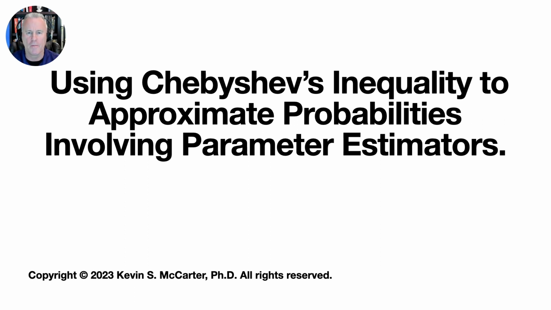In this lecture video, we look at how to use Chebyshev's inequality to approximate probabilities involving an estimator of a population parameter. This is important because inference procedures that we'll be discussing in the future will be based upon such probability statements. The precision with which we can obtain these probabilities will depend on how much information we have about the distributions of the estimator.